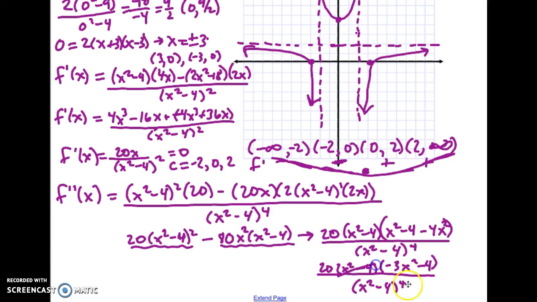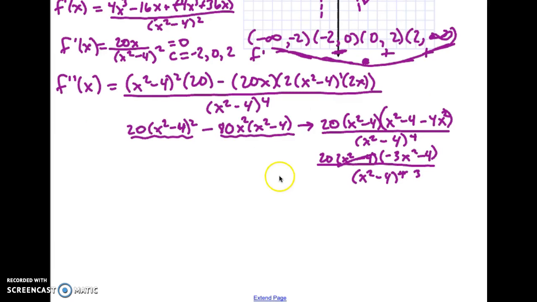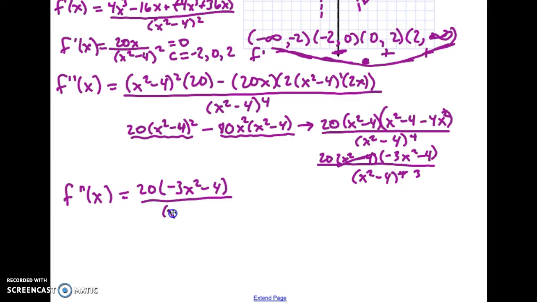So one of those cancels with one of those, so I have only 3 of those. So my second derivative is 20 times the quantity negative 3x squared minus 4 all over x squared minus 4 to the 3rd. So this is undefined when x equals positive or negative 2. So those are possible points of inflection.